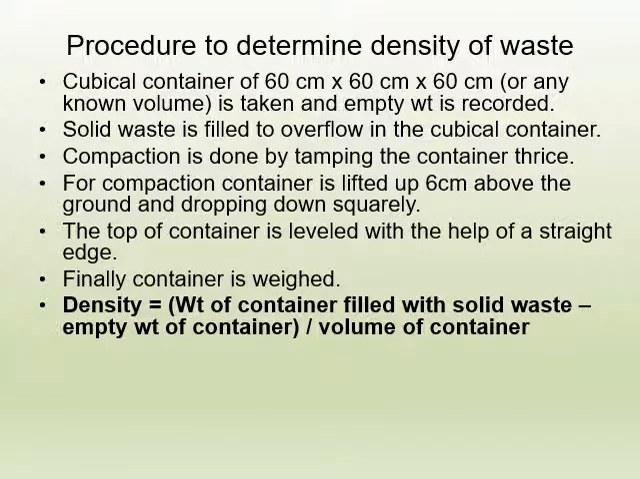So for determining the density of waste, a cubical container of 60 by 60 by 60 centimeters, or any known volume, maybe 50 centimeters, is taken and the empty weight is recorded. Solid waste is filled to overflow in the cubical container. Then compaction is done by tamping the container thrice. For compaction, the container is lifted up 6 cm above the ground and dropped down squarely. The top of the container is then leveled with the help of a straight edge, and finally the container is weighed.